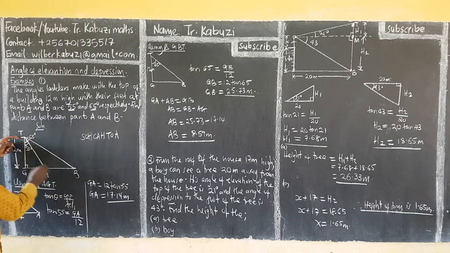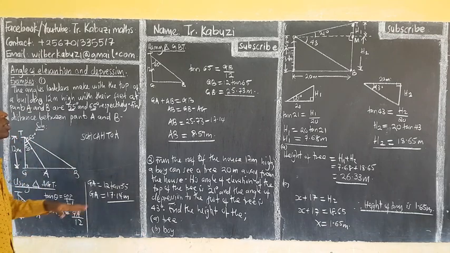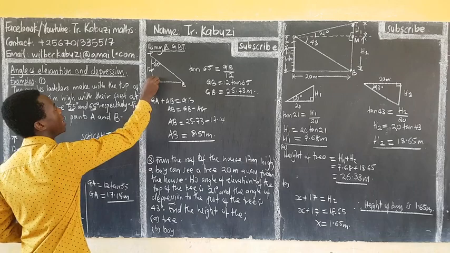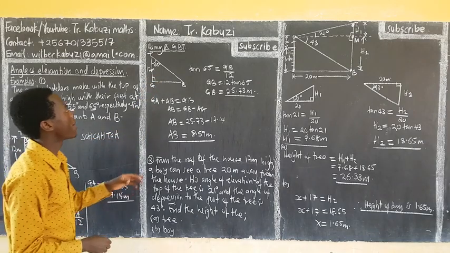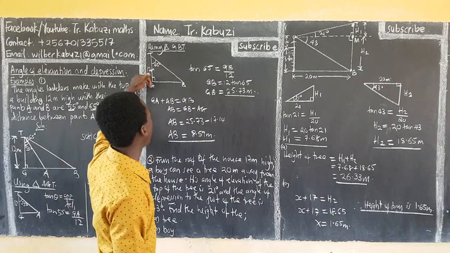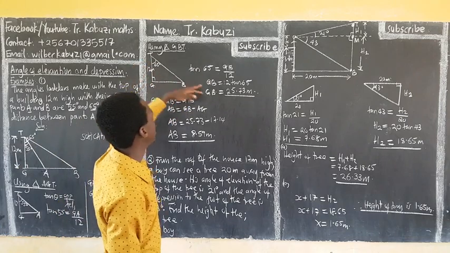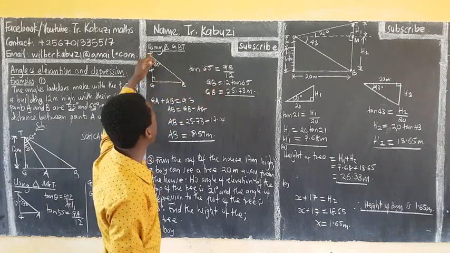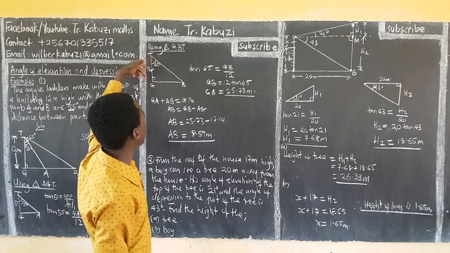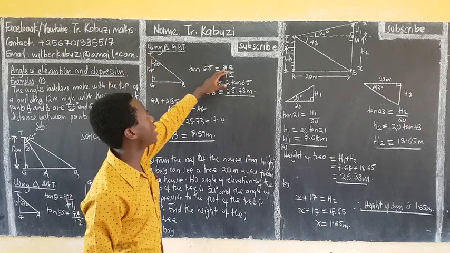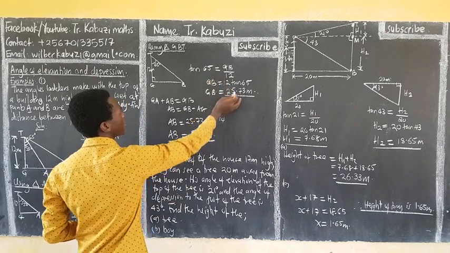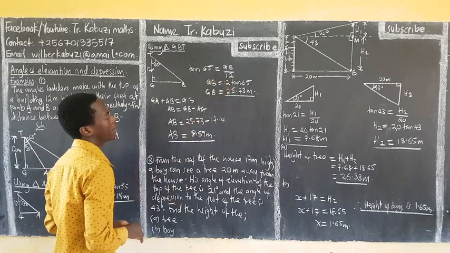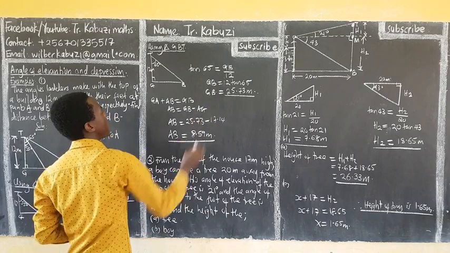Then I also need to get this big length, DB, because this triangle with the big length is right angled. Remember, from here up to here is 12 meters. So if I use tan 65 equals DB over 12, this is my opposite, I have the adjacent and I have the angle. So I need to make DB the subject. If you cross multiply, DB is going to be 12 times tan 65, which simplifies to this.